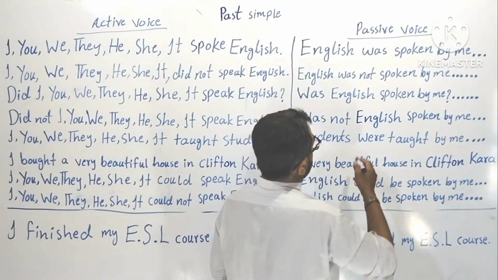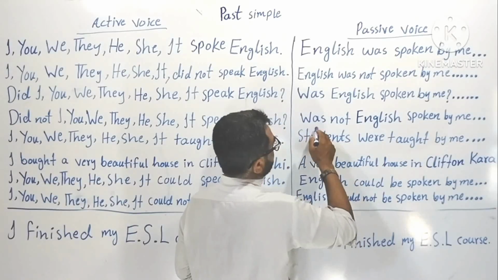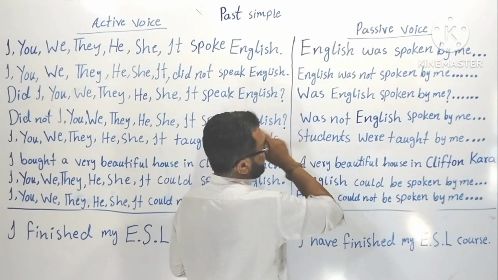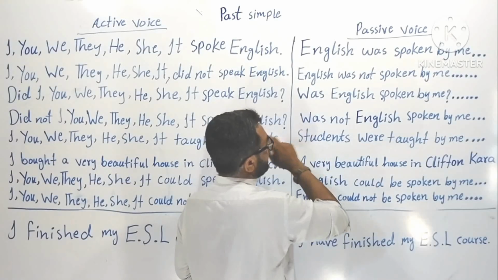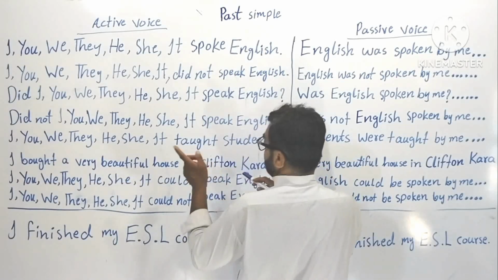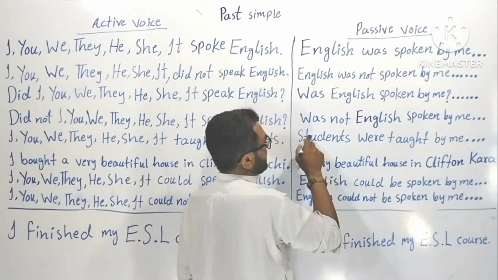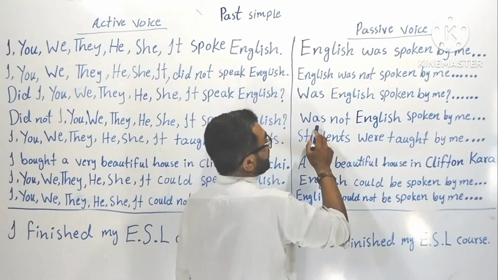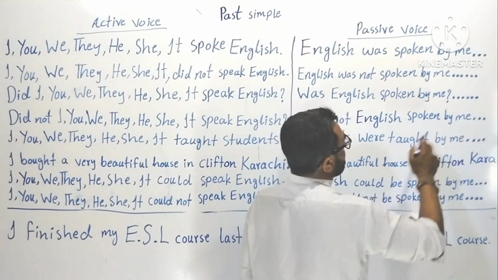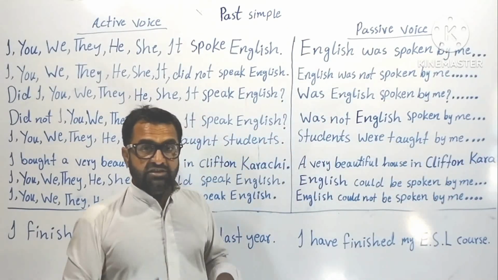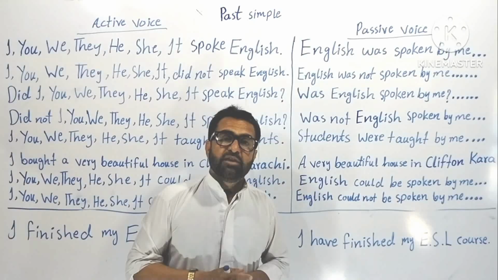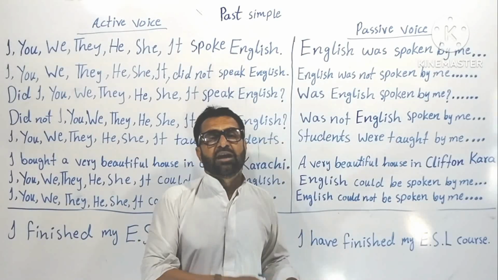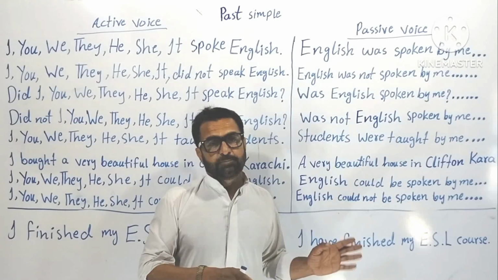Now look at the passive voice of the interrogative negative. Here that was did not, but there it is was not. Okay? Was not, or you can say wasn't. The short form is wasn't. Okay? Wasn't English spoken by me? Wasn't English spoken by me, by you, by us, by them, by him, by her, by it, by Ali, etc.?